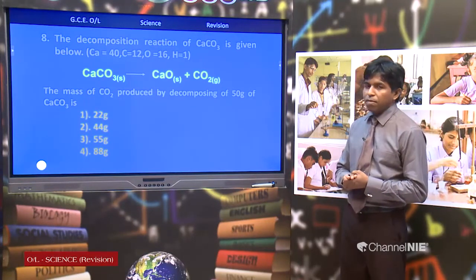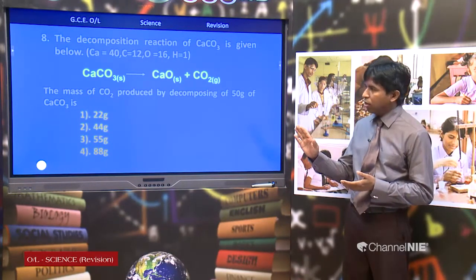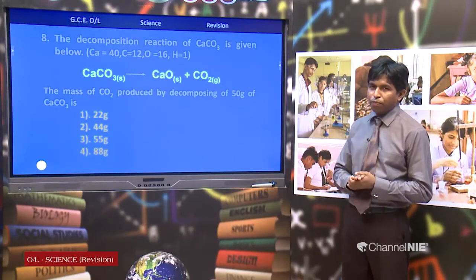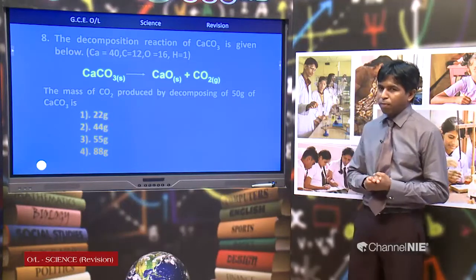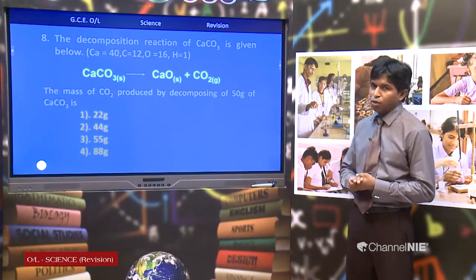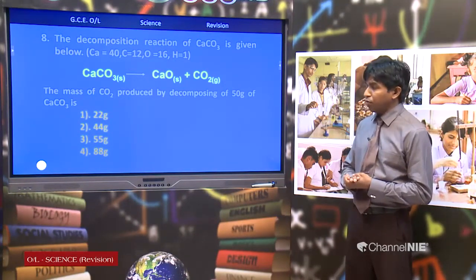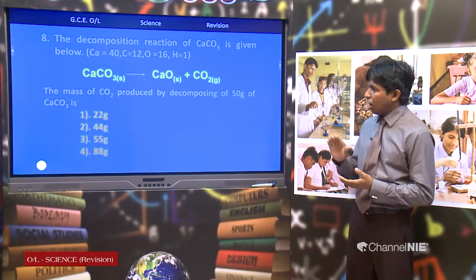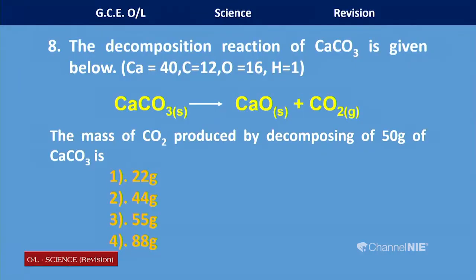If you decompose 100 you get carbon dioxide 44. How do we get this? From the relative molecular mass or the molar mass of each compound: 100 grams is the molar mass of calcium carbonate, and the molar mass of CO2 is 44. Then when you decompose 50, you get carbon dioxide also halved. So, 100 becomes half, and CO2 44 also becomes half.